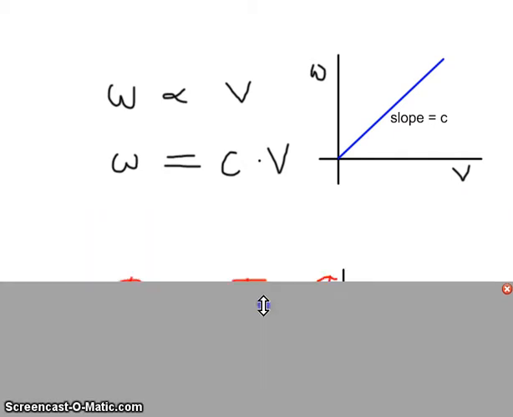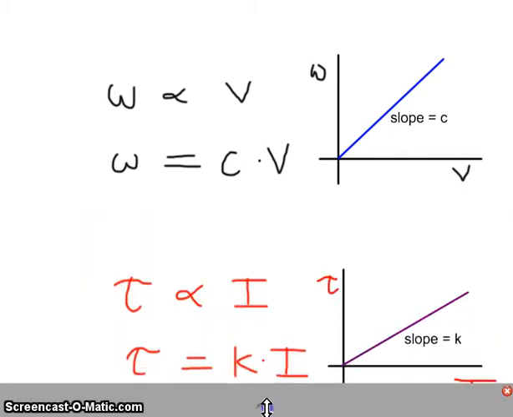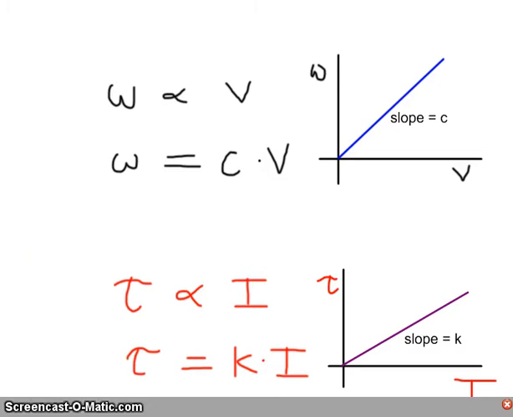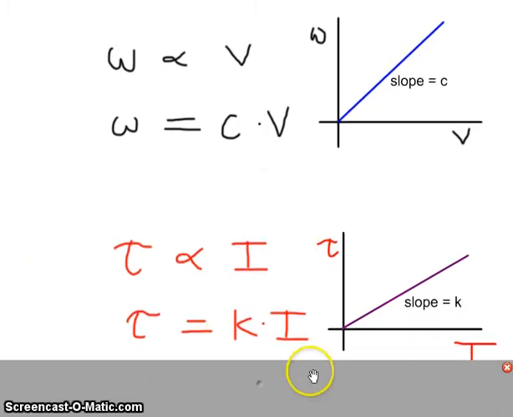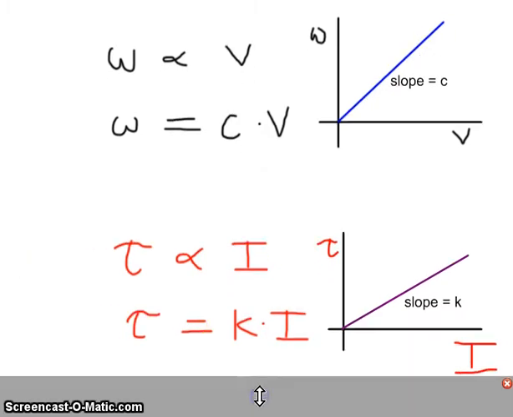And our new relationship is this one here, about torque and current. Let me just frame that better. The torque is proportional to the input current, and again, we can turn that from a statement of proportionality to a linear statement. The torque, the ability to turn under a load, is equal to some other constant k times the input current. So again, we've got torque as a function of current. It's a linear relationship, and the slope is equal to k.